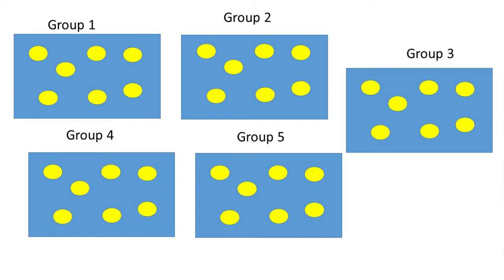Here we have 5 groups. Group 1, 2, 3, 4, and 5. And in each group we have 7 objects. And we know that the total number of objects equals 35. So how do we express this or create this using code?